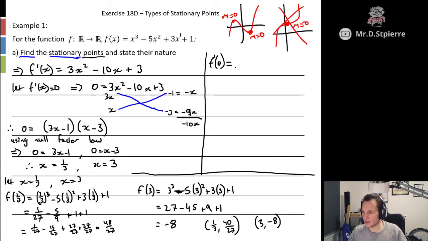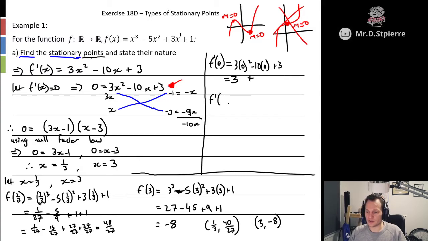So f dash of 0, where did I find f dash? Here we go. We're going to be using this. That was our f dash. So we get 3 by 0 squared minus 10 by 0 plus 3, which is equal to 3. So that is a positive gradient. So to the left of 1/3 it's positive. Now we need to check to the right of it.